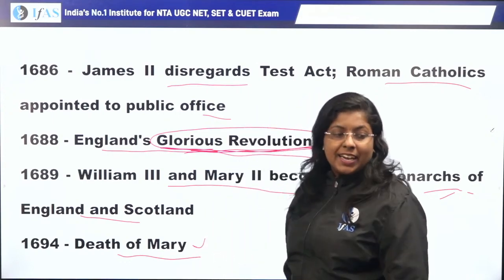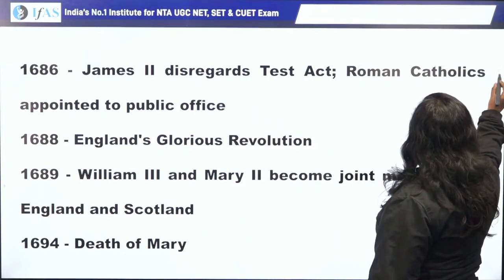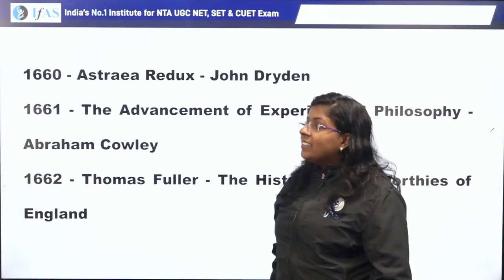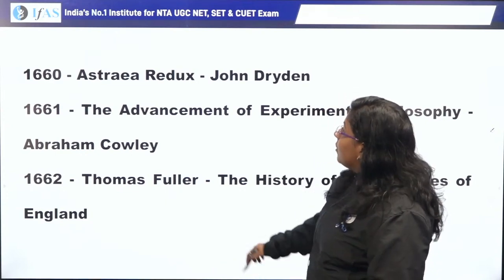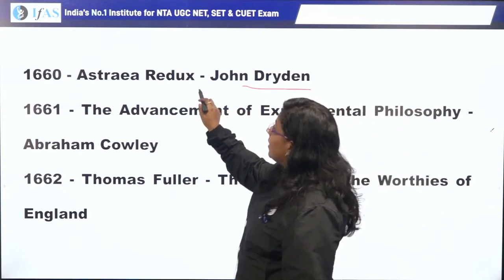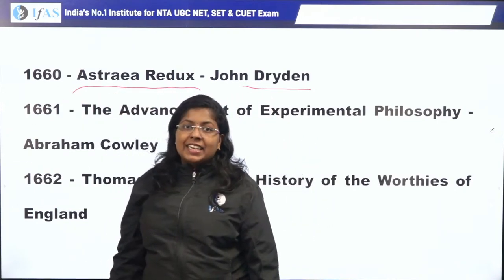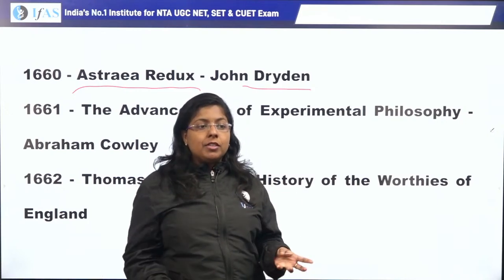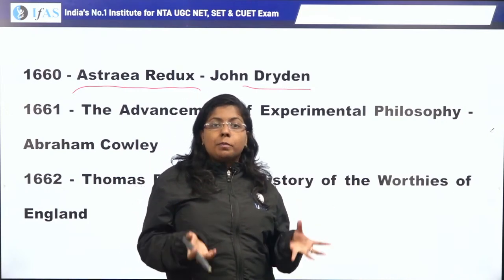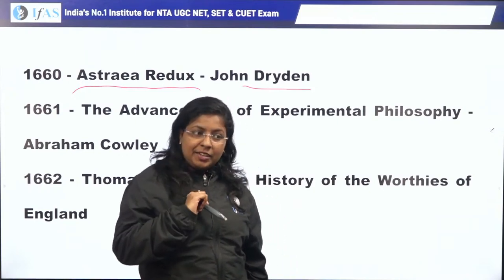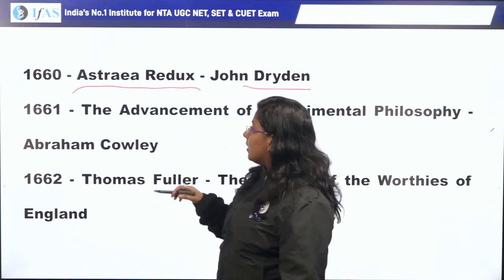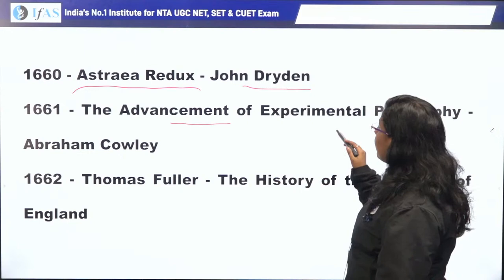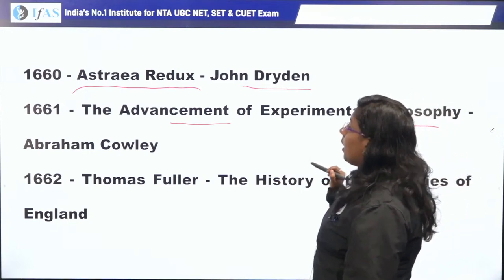All right. So the next very important point. In 1660, we have John Dryden's Astraea Redux. John Dryden's famous work, Astraea Redux, was published in 1660. Next, in 1661, the Advancement of Experimental Philosophy by Abraham Cowley.